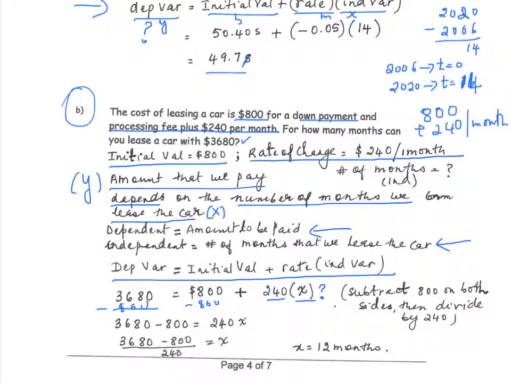Finally, we're left with 240x equals 3,680 minus 800. Now to get rid of the 240, we divide both sides by 240. So it's 3,680 minus 800 in parentheses divided by 240, and that gives us 12 months. So with a down payment and processing fee of $800 plus an additional $240 a month, we can lease the car for 12 months if we can afford $3,680.